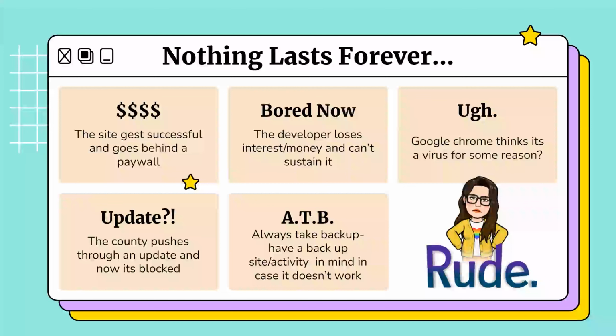Also, ATB, always take backup. Have a backup site or activity in mind in case it doesn't work. If it's not a backup site, there's usually an analog kind of activity that you could use. For instance, with Pixlr, I usually have graph paper for that reason, in case the Wi-Fi goes out. Maybe they're testing and suddenly I can't get on the internet, which has happened before. I usually just break out the graph paper and the colored pencils, and we practice.